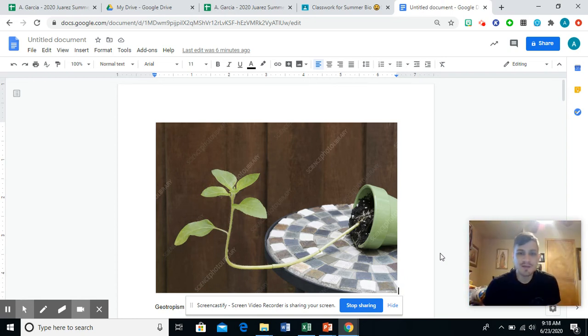Hey, what's up, guys? So what I wanted to do for today is just do a quick review of the four different kinds of tropisms that you guys need to know. A tropism is when a plant responds and grows towards a specific stimulus.